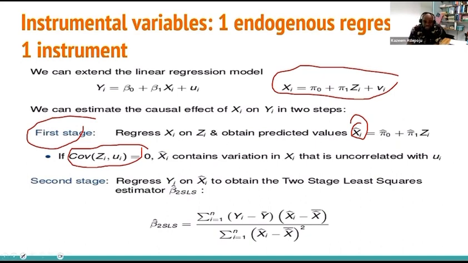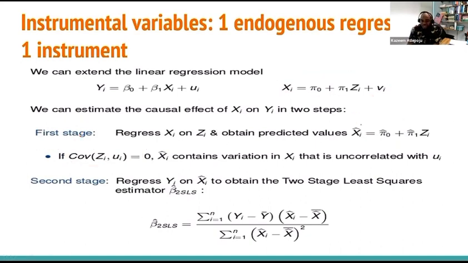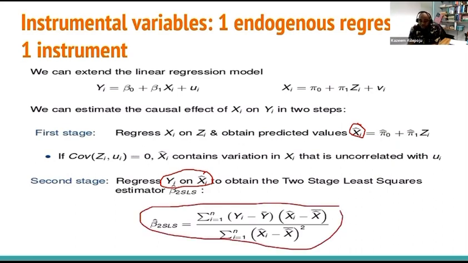Now, the essence of the second stage is to generate a new set of values for the independent variable. That's going to be the predicted values now, not the original values. What I'm going to do then is regress my Y on the predicted values. I'm regressing Y on the predicted values of X. When I do that, that leads us to obtaining a beta one that is going to be consistent. If you take a look at this, of course, that's going to be the formula.